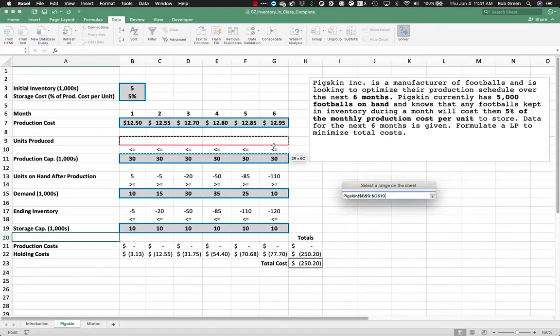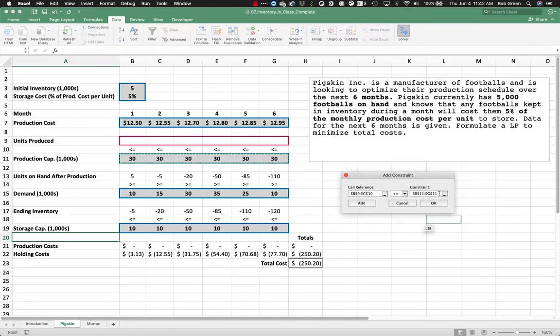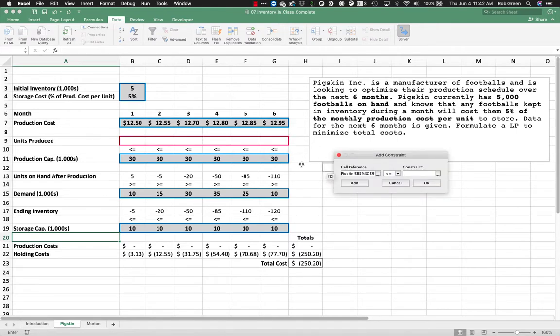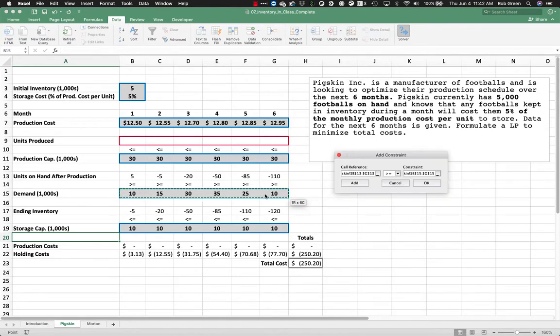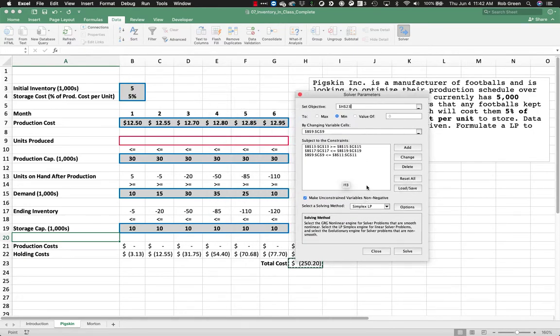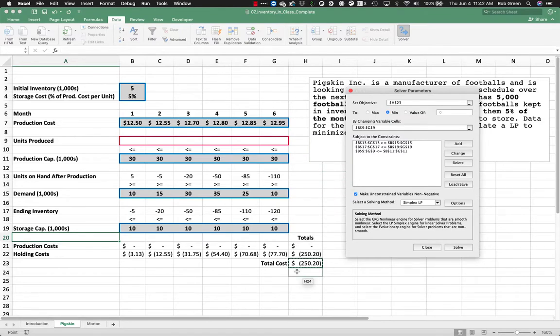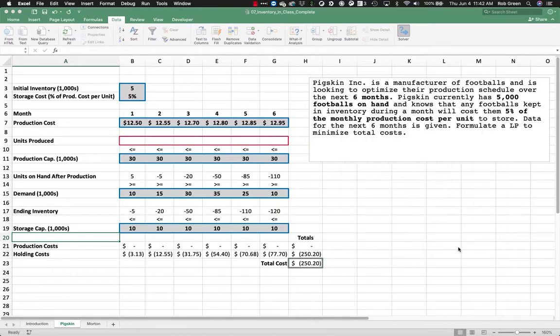Add my new ones. My units produced must be less than or equal to my production capacity. Mistyped something there. So let's go back and reselect these. My units produced, let's do this. My units produced must be less than or equal to my production capacity. My units on hand after production must be greater than or equal to my demand. And my ending inventory must be less than or equal to my storage capacity. Hey, I think I got everything in there. Simplex, make unconstrained variables non-negative. We are minimizing our total costs. So let's see what happens.